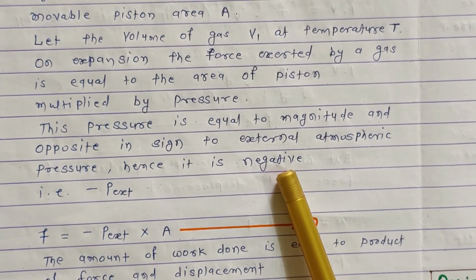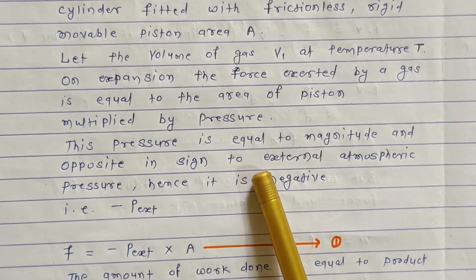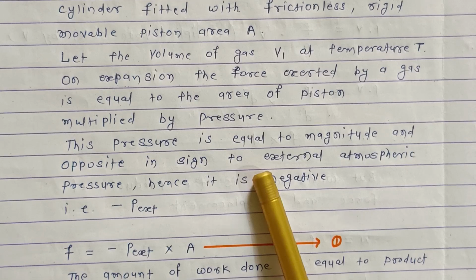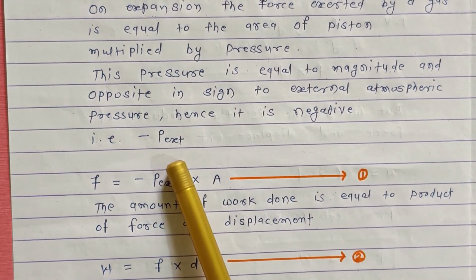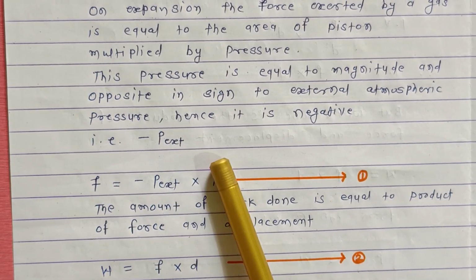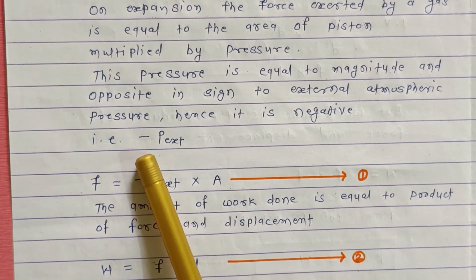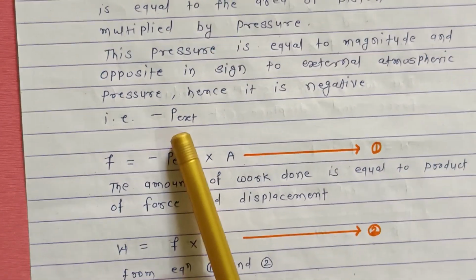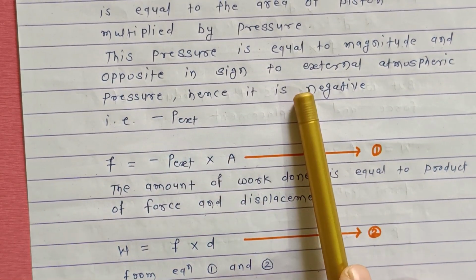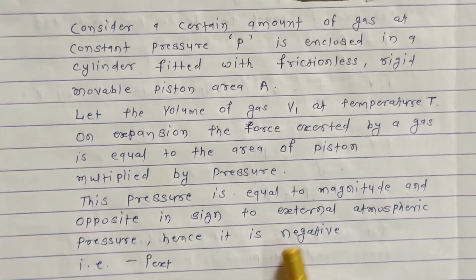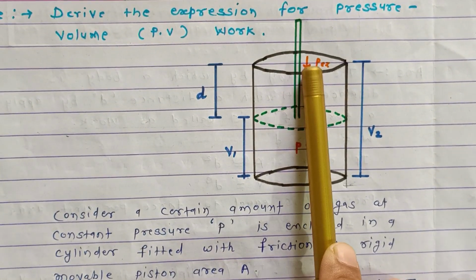It is a negative phenomenon because, when you consider the pressure, it has the same magnitude, only the direction is negative. Therefore, P external has a negative sign. That is why it is not taken as P external, but as minus P external. That is the negative point. Clear? Here the pressure is applied by the expansion of the gas; the gas is allowed to expand, that is why the piston is moving in the upward direction.